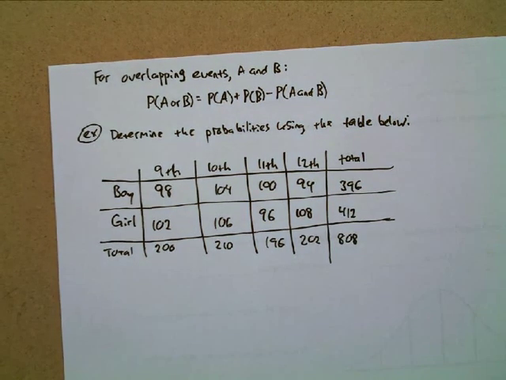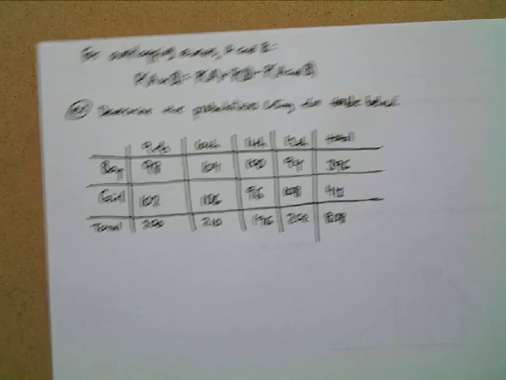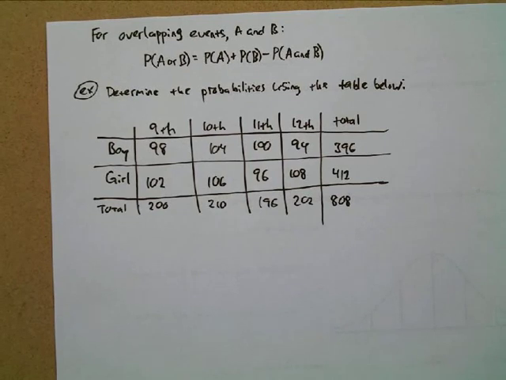Remember these are called two-way tables. Again, this is just for the sake of the argument here. We have the 9th, 10th, 11th, and 12th grade classes, separated into boys and girls.